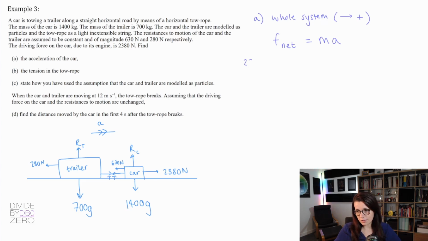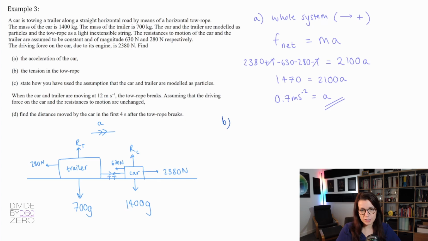So that's going to be 2,380 plus T. Anything going to the left as negative. So minus 630 minus 280 minus T. All of that is equal to the mass of the whole system, so 2,100 altogether, times the acceleration of the whole system. Now our T's, or tensions, cancel each other out, which is good, and we can solve what's left to find A. So that's going to give us this. A is 0.7 meters per second squared.